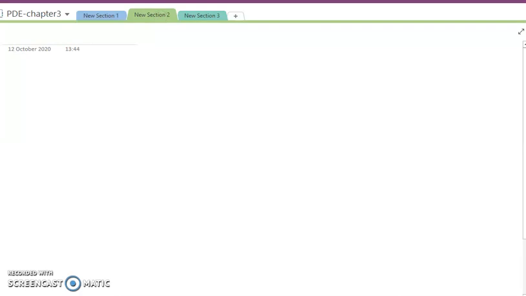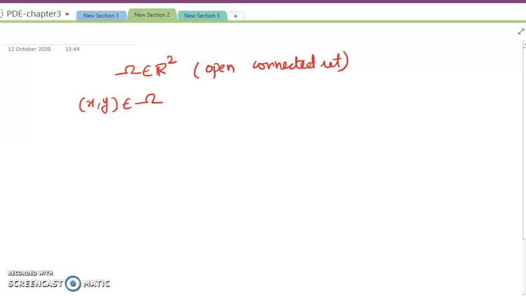Now suppose there is a domain omega in R2, where a domain is a connected set in R2. The given PDE is said to be hyperbolic, parabolic or elliptic in the domain omega if it is so for all points x, y in omega. So if the relation holds for all points x, y in omega, then we say that the PDE is parabolic, elliptic or hyperbolic in omega.